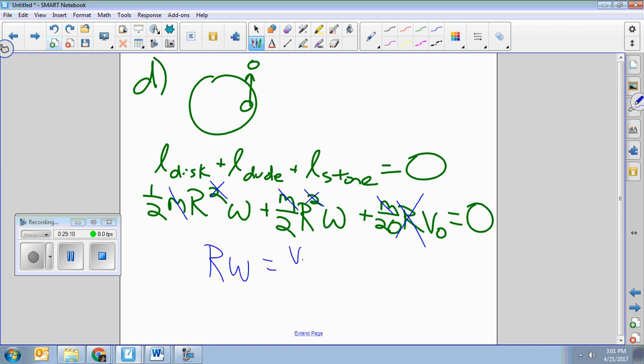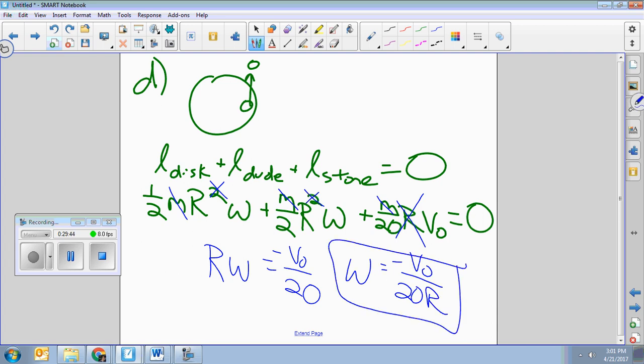equals v naught over 20. Is that right? Oh, negative v naught over 20. Why would you want to? You would have to have some information about the amount of time it took him to accelerate the stone from rest up to v naught. The problem said it was negligible. So anyway, solve this, and your omega ends up being negative v naught over 20r? And the negative is just indicating direction.